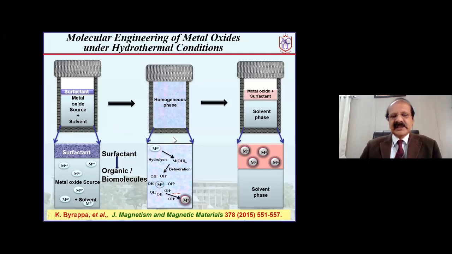During the hydrothermal reaction, it undergoes homogenization. You may find hydrolysis or dehydration processes occurring. And all around these metals or metal oxides, you have a very thin coating of the organics. Now, these metal ions would come to the upper portion where you have the organics or biosurfactant, and the metals are coated with this surfactant. And at the bottom, as usual, you have the solvent phase.